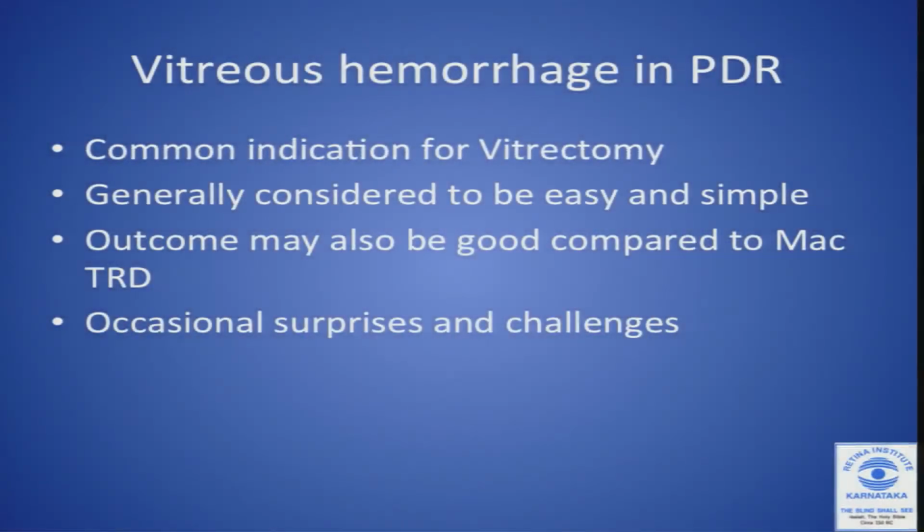Thank you, Giridhar. We all know that vitreous hemorrhage is a common indication for vitrectomy, and whenever we see the list and we see a patient with PDR vitreous hemorrhage, we are happy because generally the surgery is considered simple, safe, and this is the kind of case where we ask the fellow to start, okay, you start off this case, let us do some core vitrectomy, let me see how you do core vitrectomy. And because in vitreous hemorrhage, if the macula is normal, the patient has a good outcome, compared to a macular TRD, combined TRD, etc. But occasionally there are some surprises and challenges.